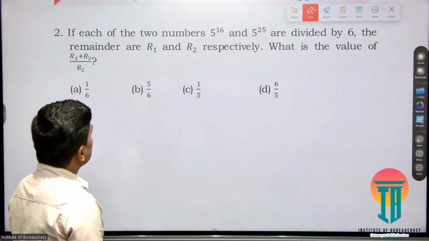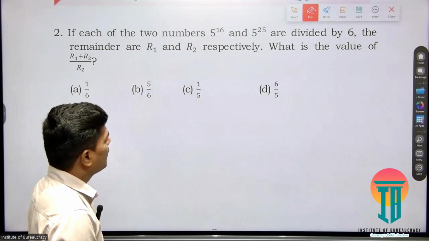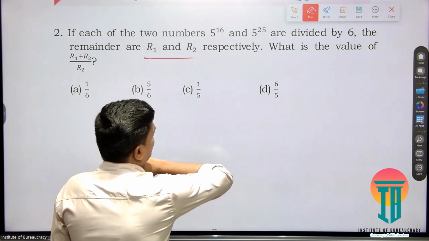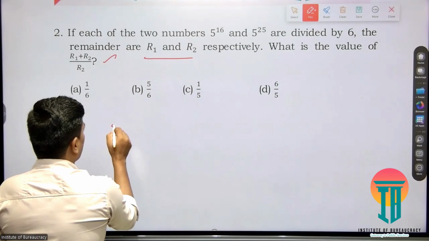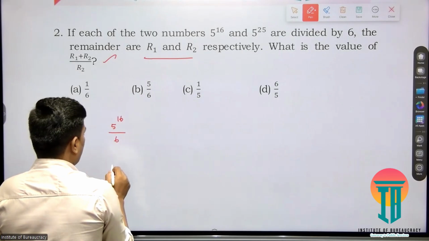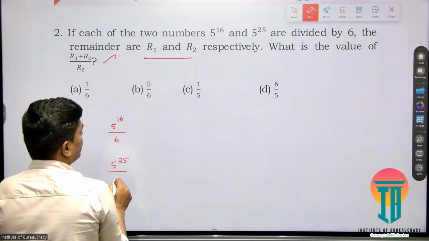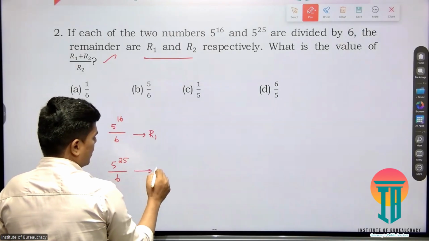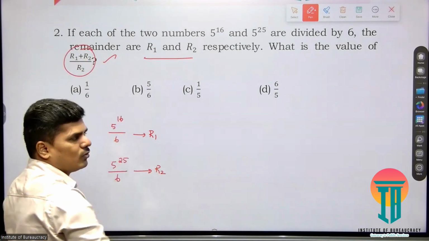If each of the two numbers 5 power 16 and 5 power 25 are divided by 6, the remainders are R1 and R2. What is the value of this? So what they are doing here: 5 power 16 they are dividing by 6, and also 5 power 25 they are dividing by 6. Here the remainder is going to be R1, here the remainder is going to be R2. So now we want to find R1 plus R2 by R2.